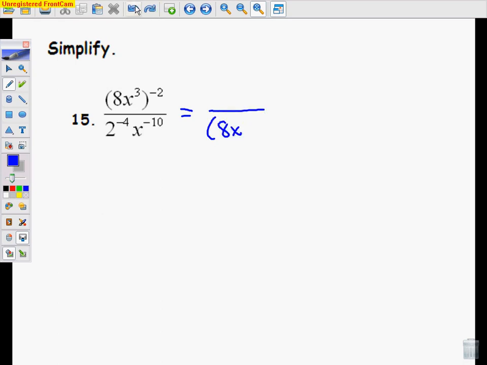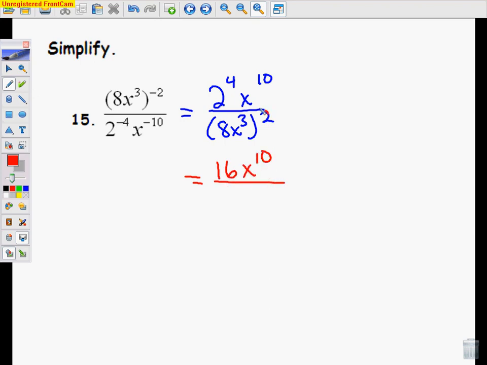Oops, that's to the third. And the exponent is going to become positive. And then this 2 to the negative fourth and the x to the negative 10th, those are going to go to the top, and the exponents are going to become positive. Okay, let's simplify some more. 2 to the 4th power we know is 16. And then we're just going to bring down that x to the 10th.